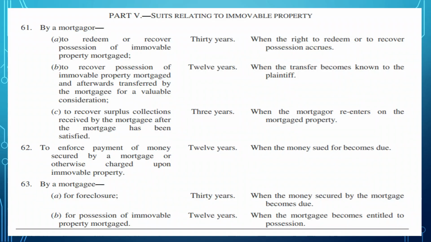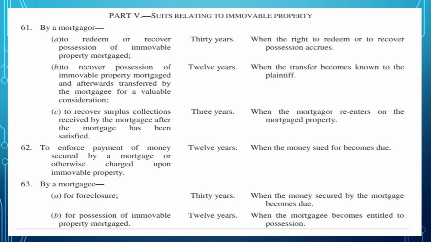Now, coming to the next part, which is part 5. This relates to suits which are pertaining to immovable property. And in the first part, we see mortgage of immovable properties. So, if a person has to redeem a mortgage, he has to do this within 30 years. The 30 years start when the right to redeem or recover the possession accrues. When he gets the right to get back his property, from that day we need to count 30 years.